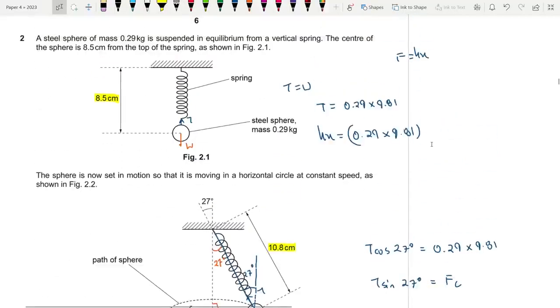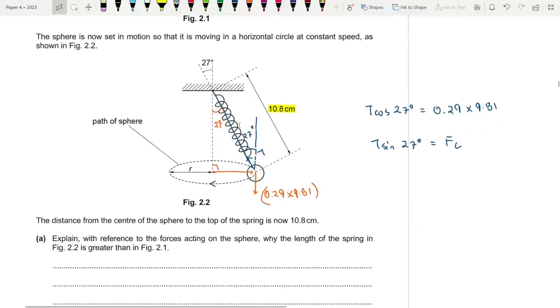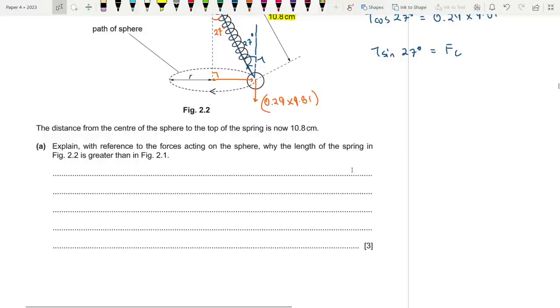So basically, since it was vertical before and T only provided enough force to balance the weight, it was smaller. The extension was smaller. X was smaller. But now, since T is providing two things, it is balancing the weight as well as providing centripetal force, the value of T must increase. And if T increases, you guys know that F equals Kx, T equals Kx, X is equal to T by K. Spring constant remains constant. If you increase the numerator, then the value of X will also increase. That is the logic, okay?